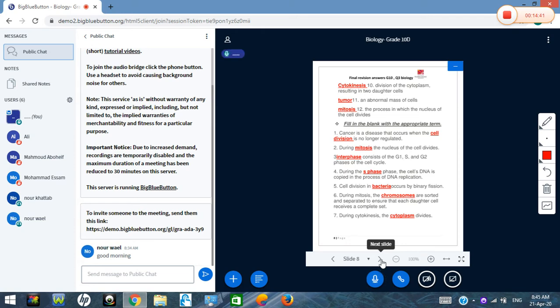Next slide. Division of the cytoplasm. When you see division of cytoplasm, it must be cytokinesis. Next one, an abnormal mass of cells. Abnormal mass of cells means tumor.